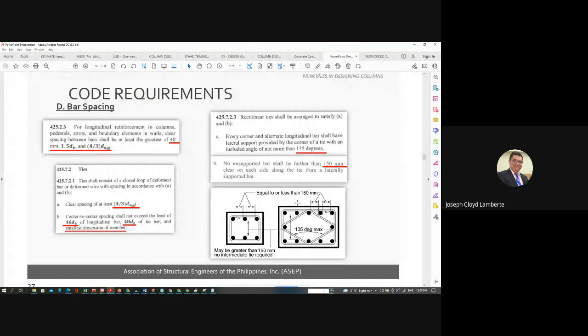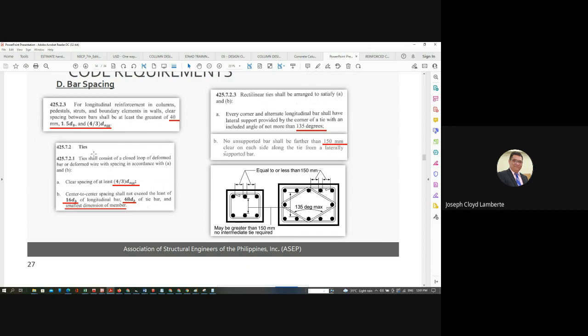Okay. Bar spacing. So, for longitudinal reinforcement in columns, pedestal, struts, and boundary elements in walls, clear spacing between bars shall be at least the greatest of 40 mm or 1.5 times the diameter of the bar or 4/3 of the diameter of the aggregate, no? Or 1.25 times the aggregate. This time, 1.5 times the diameter of the bar or 40 mm, not 20 mm, not 25, dili 25. This is for column only.